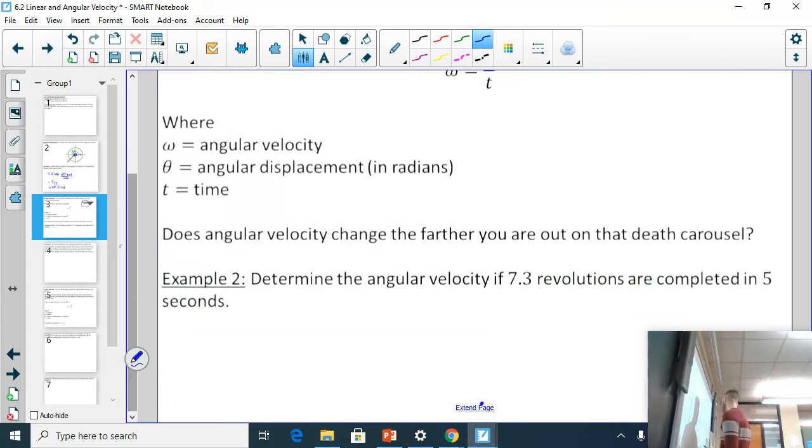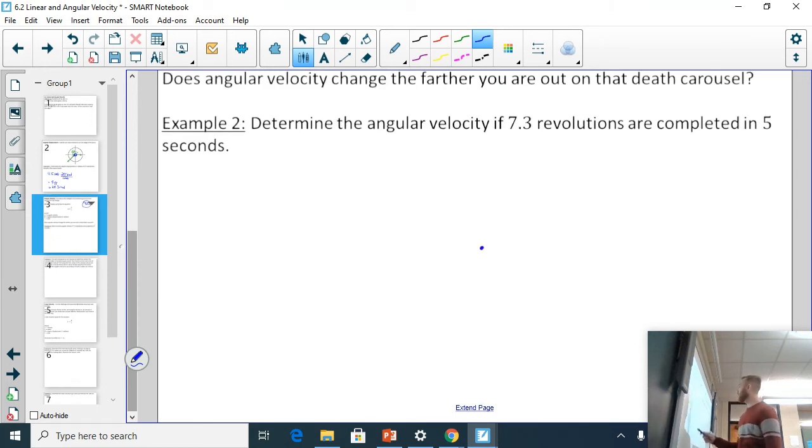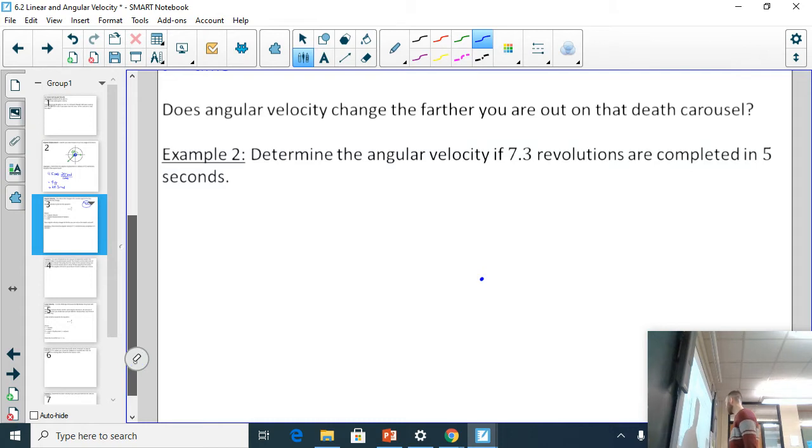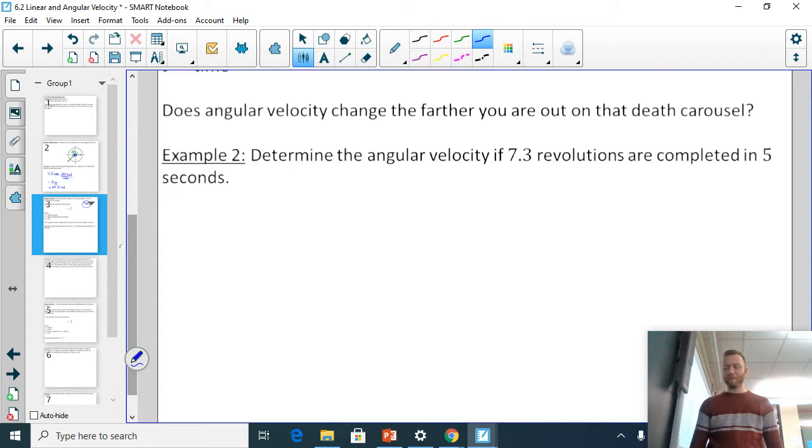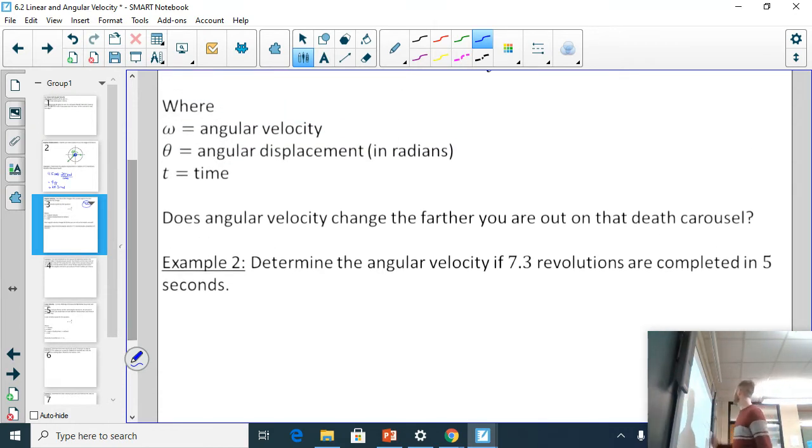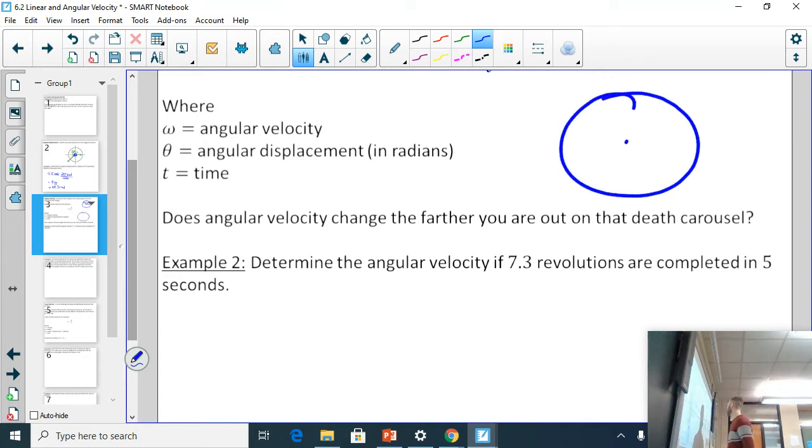And then down here I have, does the angular velocity change the farther you are out on that death carousel? The answer is no. Because let's say this is the death carousel, and you're right here in the center. You go around just as fast as someone that's out here. This person goes 180 degrees just as fast as this person goes 180 degrees. So the angular velocity is the same no matter where you're at.